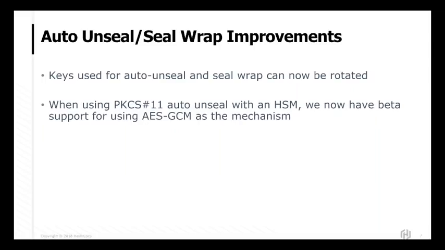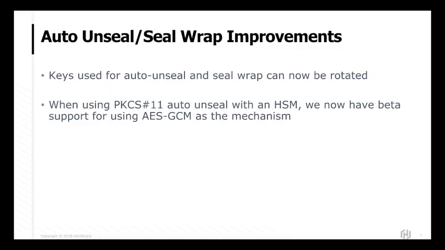Auto-unseal and seal wrap improvements. So if you're using either AWS KMS or GCP or a PKCS11 HSM for auto-unseal and seal wrapping, we can now rotate those keys. It's very transparent. You basically tell it the new key to use, and it still is able to successfully decrypt with the old keys. So we're storing information about what key and mechanism was used. And so now when you're using PKCS11, we also have beta support for using AES-GCM.